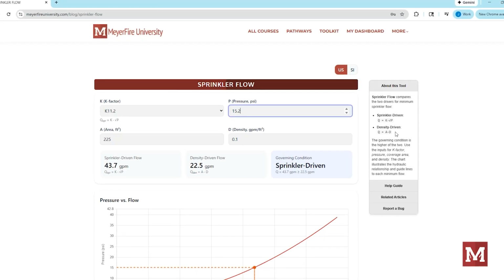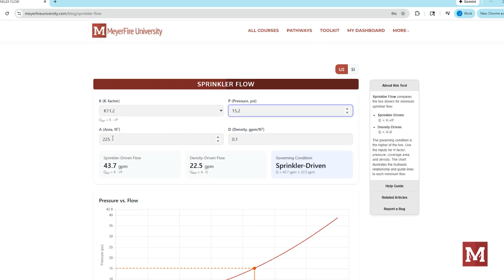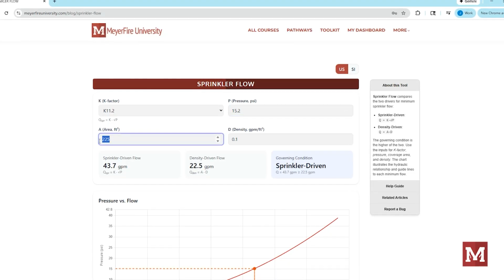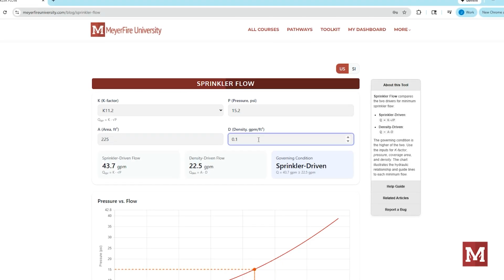The equation is also simple. The flow is equal to the density times the area. For example, a sprinkler spaced 15 by 15 feet covers 225 square feet. If the density is 0.10 GPM per square foot, then the sprinkler must flow 22.5 gallons per minute.